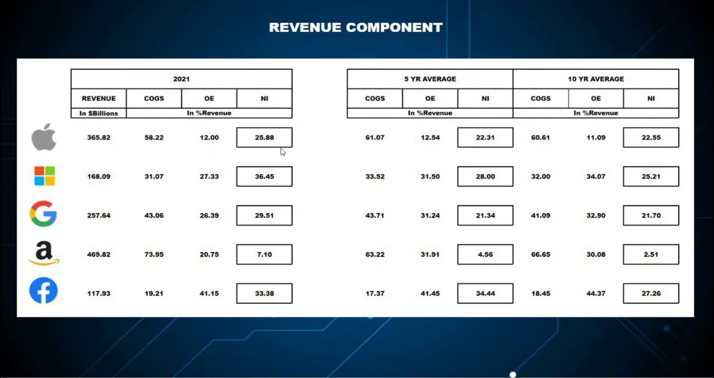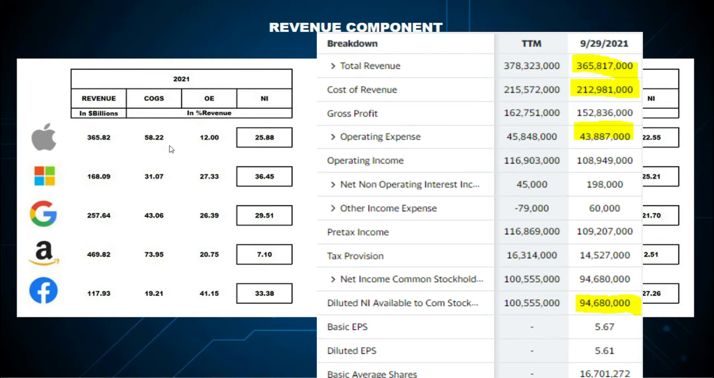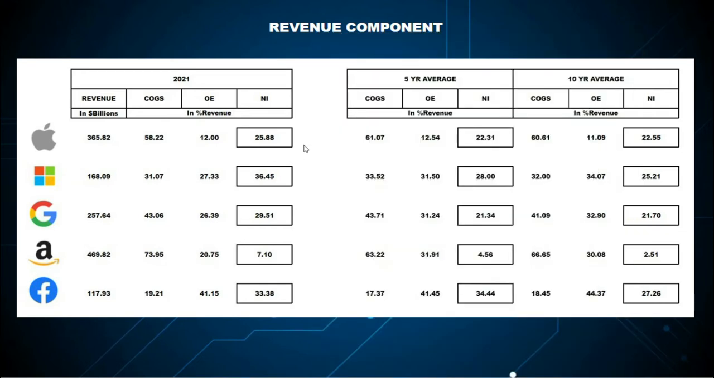is their net income. In numbers, 212.98 billion of 365.82 billion is spent on COGS. 43.9 billion is their operating expenses, and 94.67 billion is their net income for 2021. We can see here that Apple and Amazon spend a lot on COGS compared to software-based companies, who spend less on COGS and make more net income relative to their revenues. FB tops net income relative to revenue next to Microsoft in 2021.